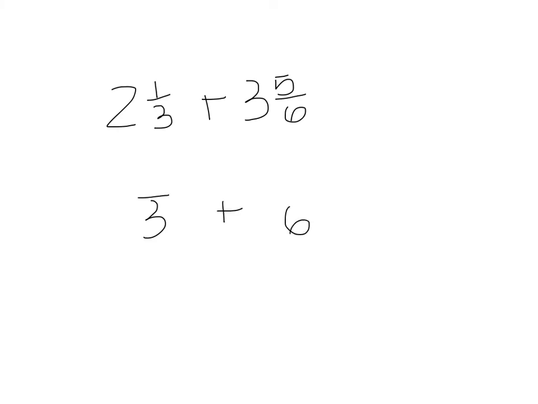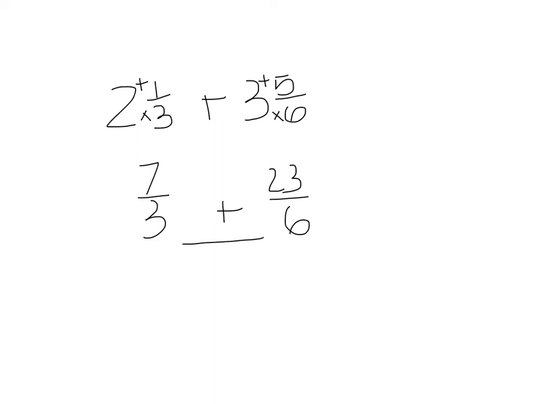We're going to start off with 2 1/3 plus 3 5 over 6. Okay, you have to bring down the denominators in both. And then you multiply these two numbers and add the numerator. So 3 times 2 is 6, plus 1 is 7. 6 times 3 plus 5 is 23.